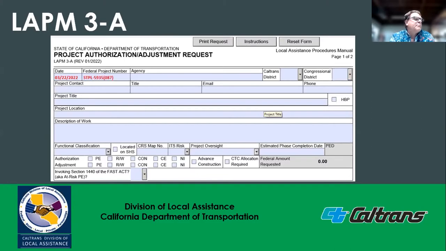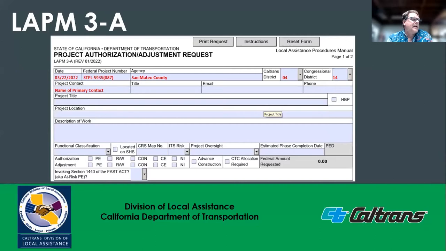Federal project number is assigned by the DLA and is used for tracking the project. Agency is the project sponsor. Select the Caltrans district where the project is primarily located. Select the congressional district where the project is located. You may use the MULT for projects in more than one legislative district. If a project is in multiple congressional districts, use the remarks section at the bottom of the form to enter the individual legislative districts with the estimated corresponding percentages of the distribution of work between the legislative districts.